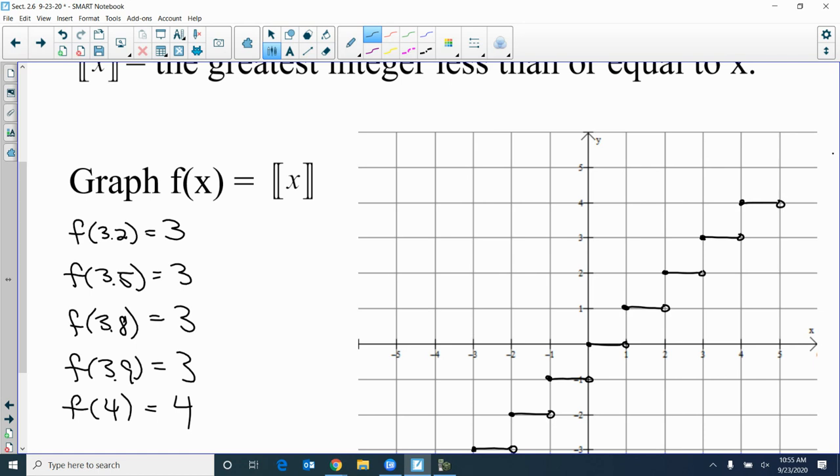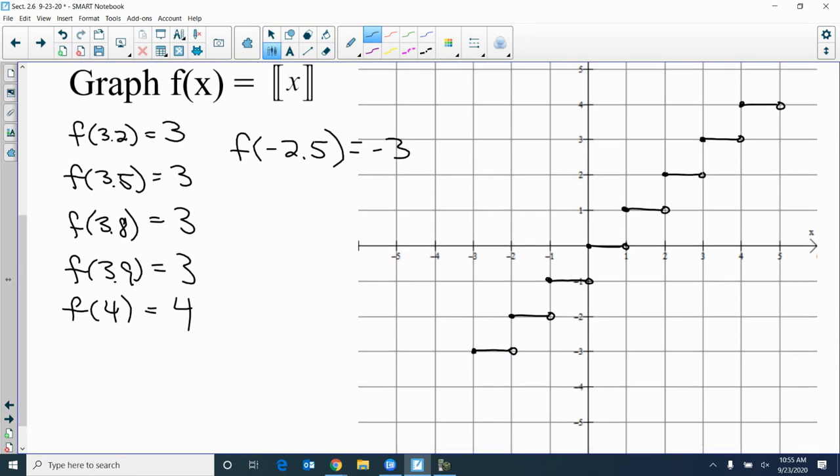Now you got to watch negatives. What is the integer less than negative 2.5? Negative 3. It is negative 3, and if you look at the graph, negative 2.5, you go down there, it's at negative 3. Your tendency is you want to say negative 2, but you got to think it's got to be less than. So f of negative 0.5. What integer is less than negative 1/2? It would be negative 1.